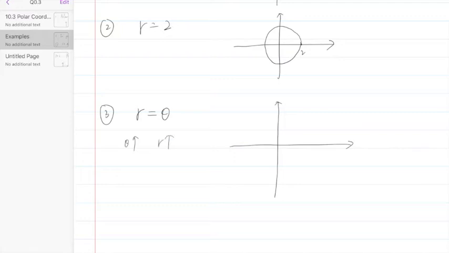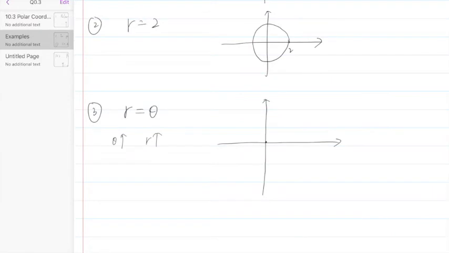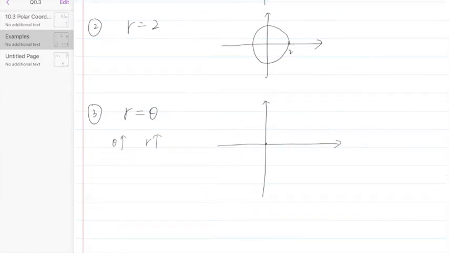This one means as theta becomes bigger, then r also becomes bigger. That means for this angle here, if I go this far, for a bigger angle, I go a little bit further. For even bigger angle, I go even a little bit further. From here, it's not hard to see. We should have a circle type of thing, but the radius keeps becoming bigger as you start to rotate your angle from here all the way up.